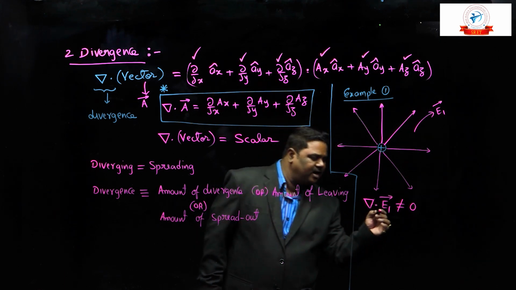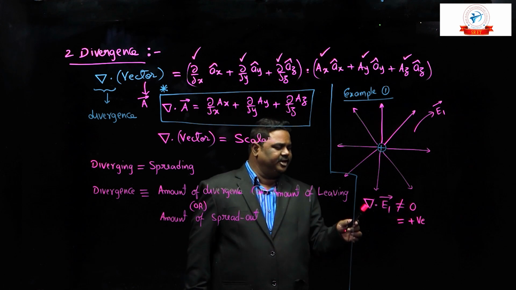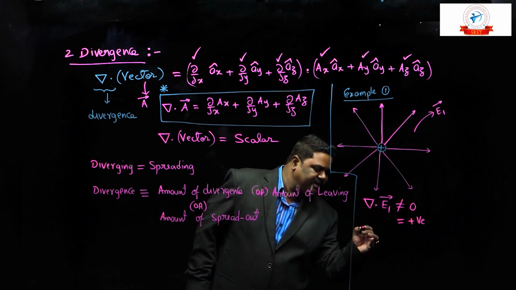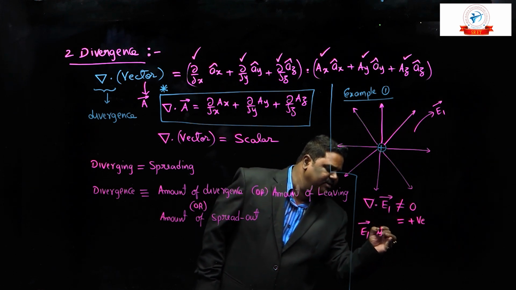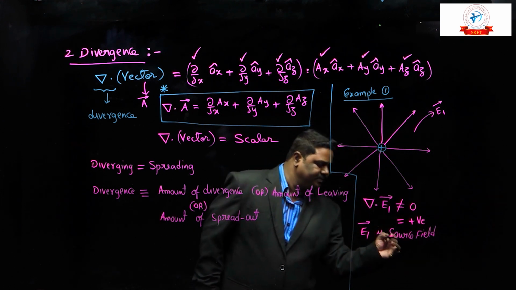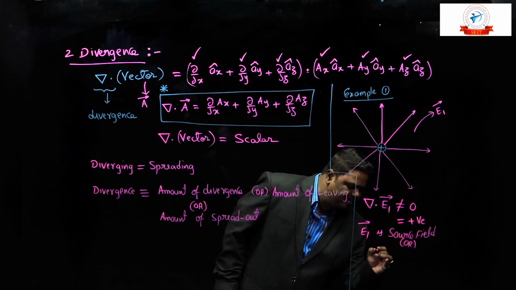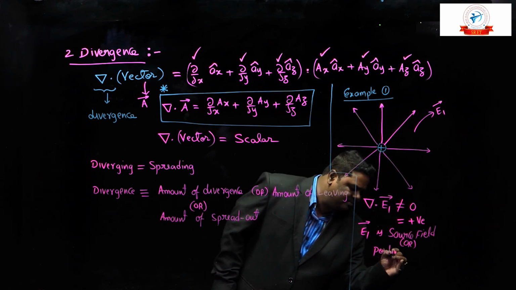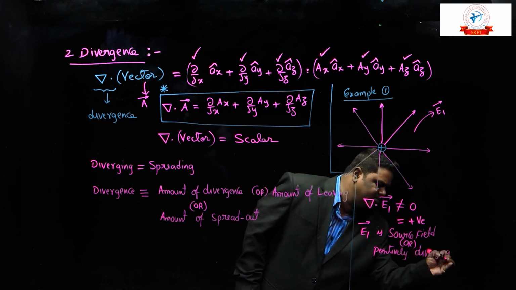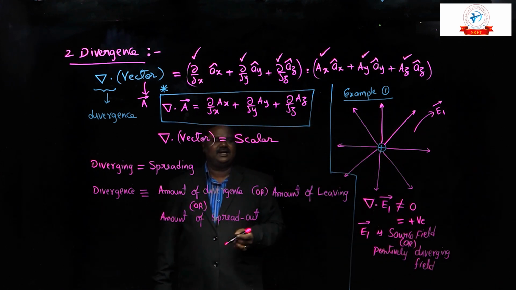Another important thing is that if the divergence of any vector field is non-zero and also positive, then the vector field E1 bar is called a source field, or it is called a positively diverging field.